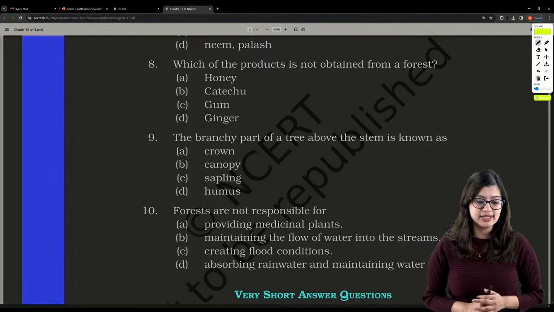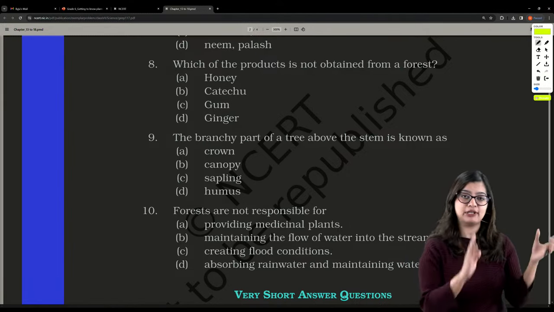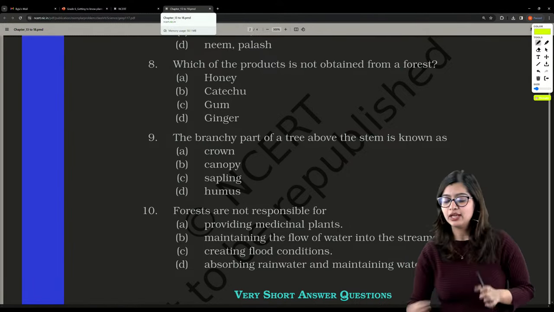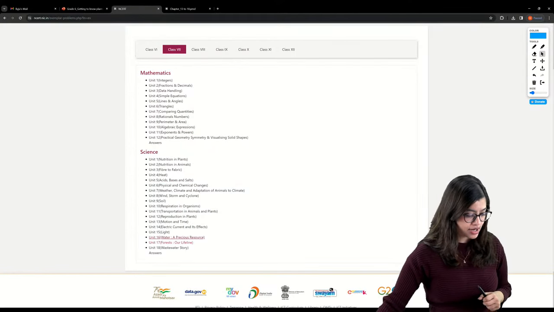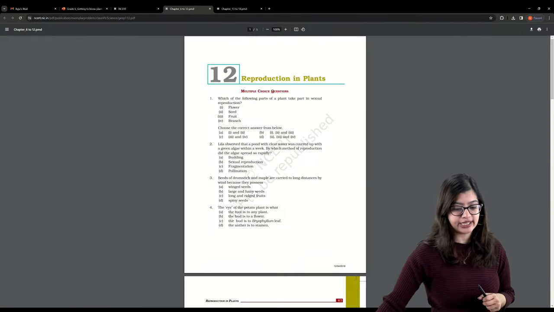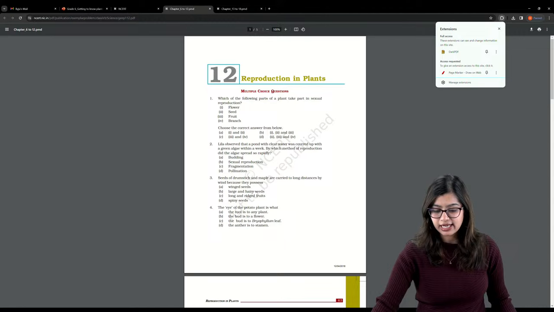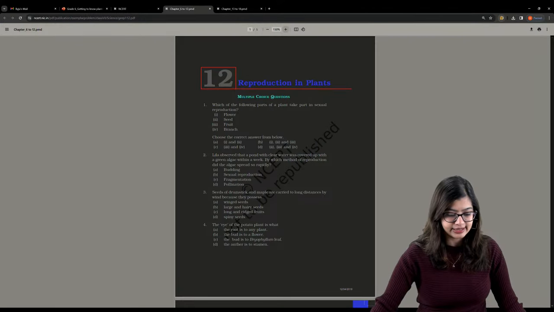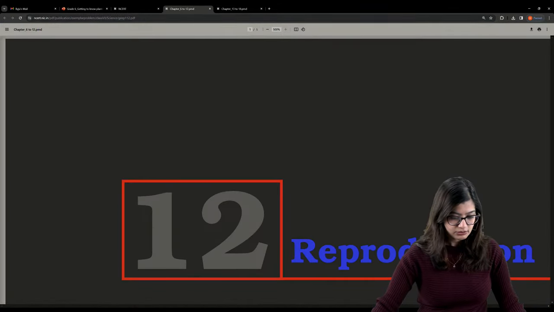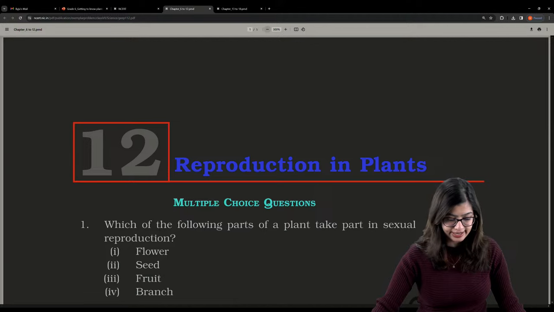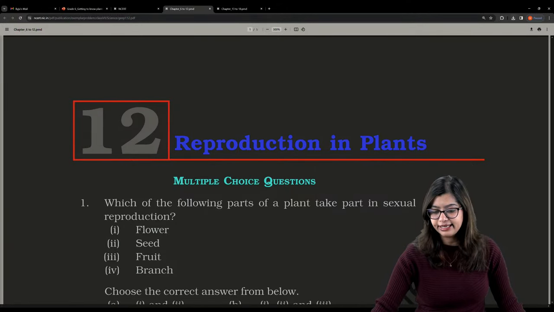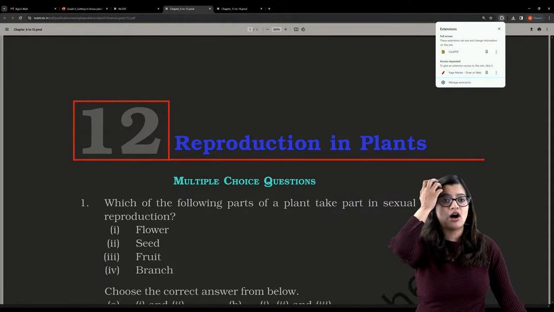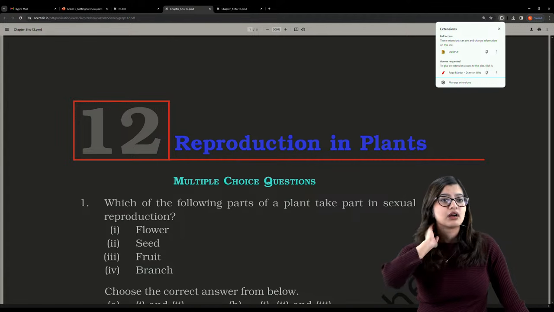Okay. So with this, all of you, we are done with the forest chapter. So yay to us. Now we will go on to the next one, which is reproduction in plants. So let me quickly change it and increase. Oops, that became too zoomed in. Okay, can we see the screen? Students, can you all see the screen?